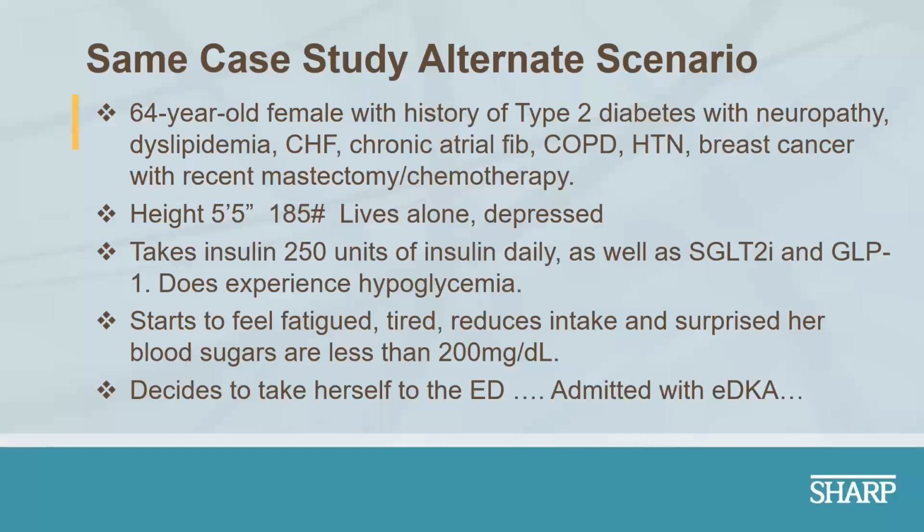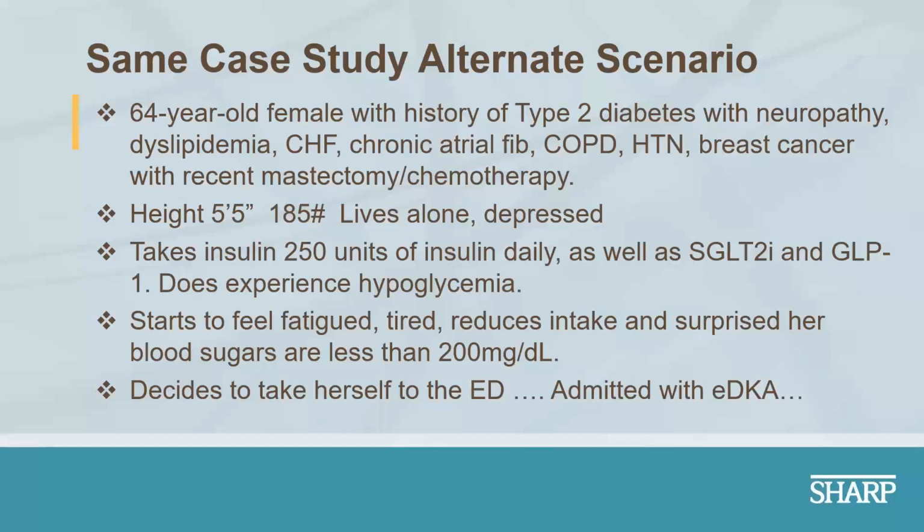I just wanted to take the same scenario and give you an alternate kind of what would happen. Same woman, same everything. She takes about 250 units of insulin daily. She also has taken an SGLT2 inhibitor and a GLP-1. She does say when she finally talked to the diabetes educator that she experiences hypoglycemia a lot. Not sure why she does that.